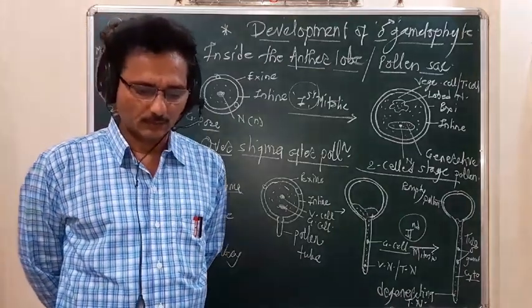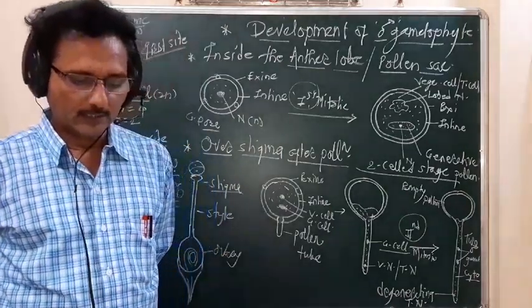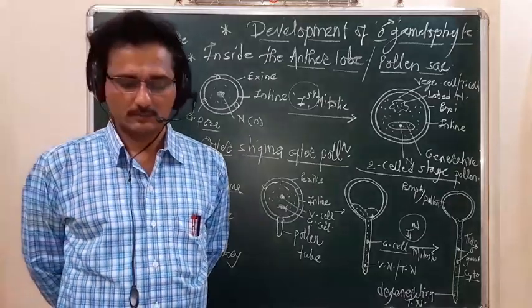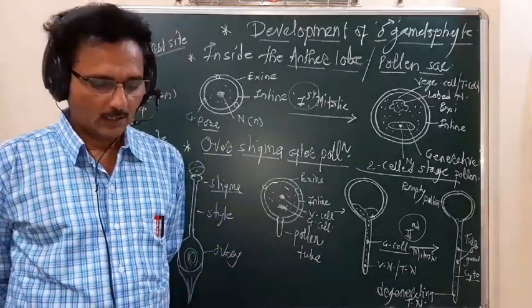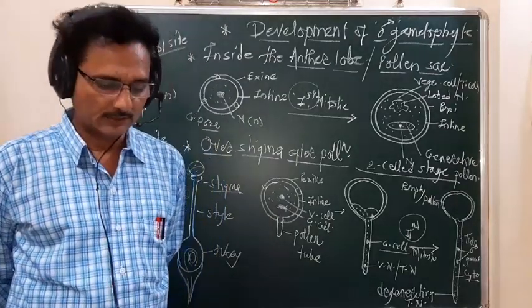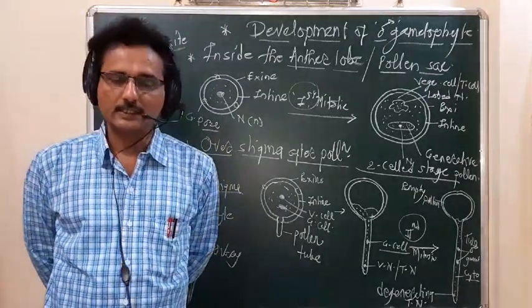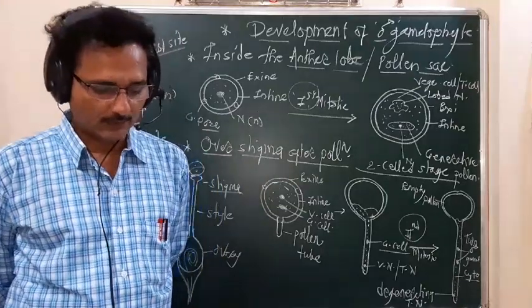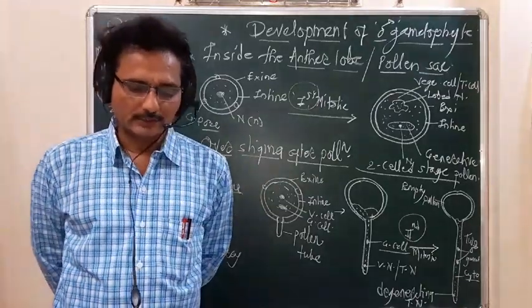Okay. Then question number 47. The pollen grain is liberated at, okay, liberated at. First option 1 cell stage, second option 2 cell stage, third option 3 cell stage, and the fourth option it is 3 or 2 cell stage.